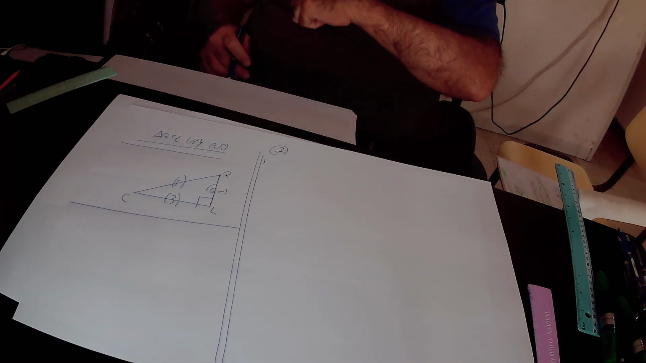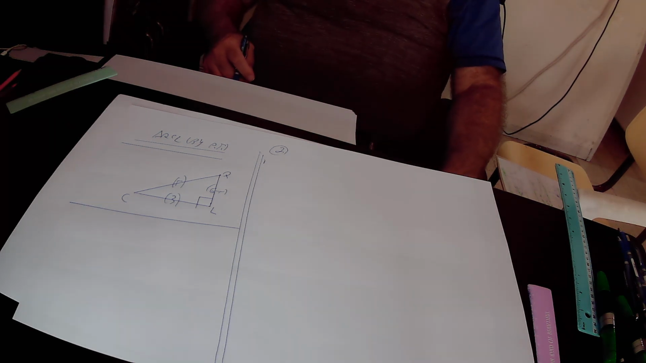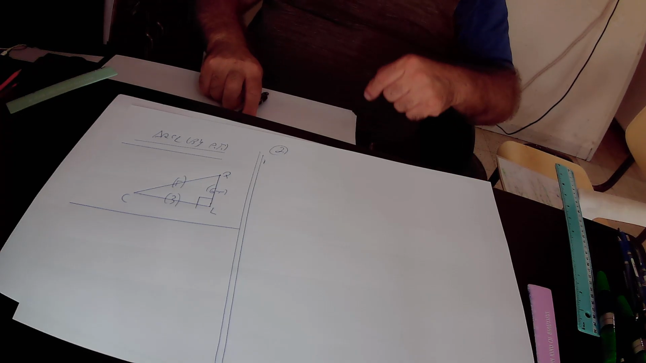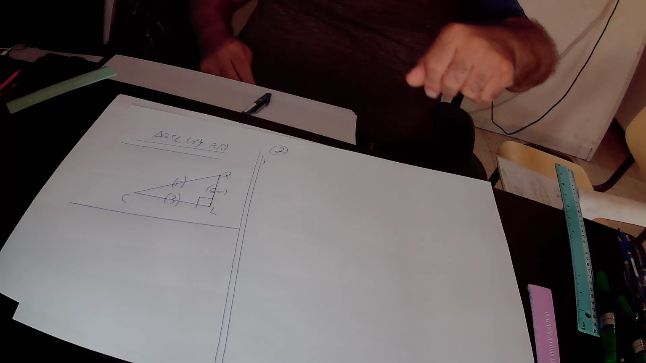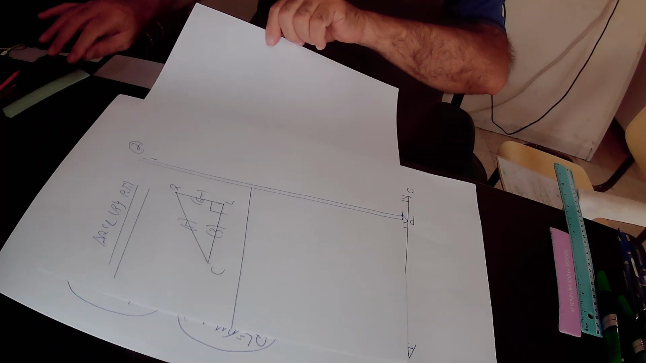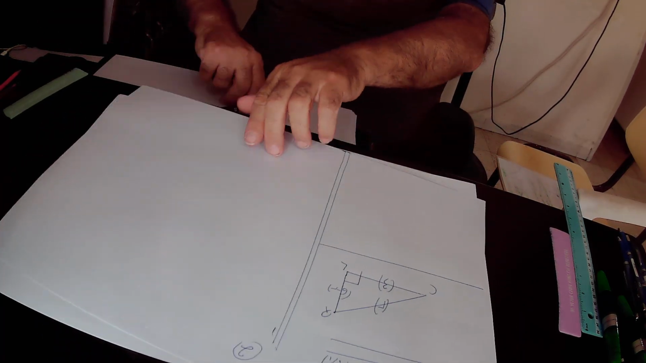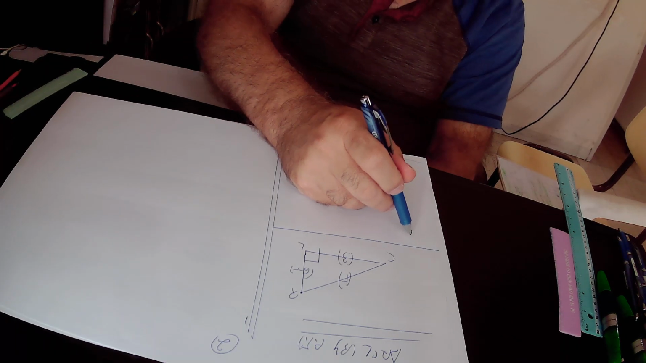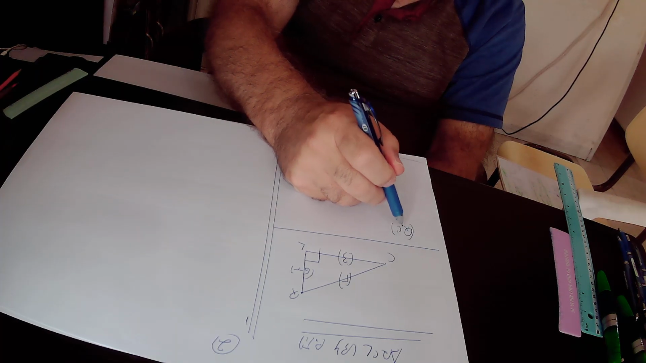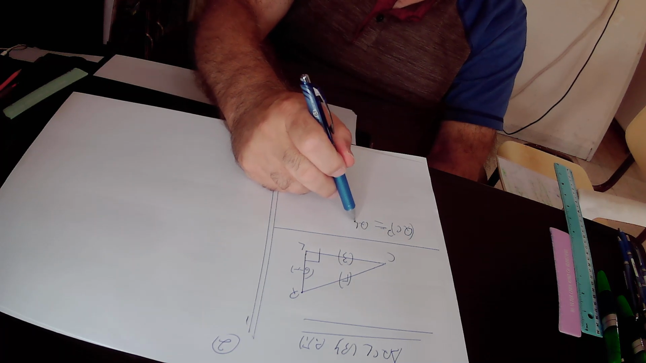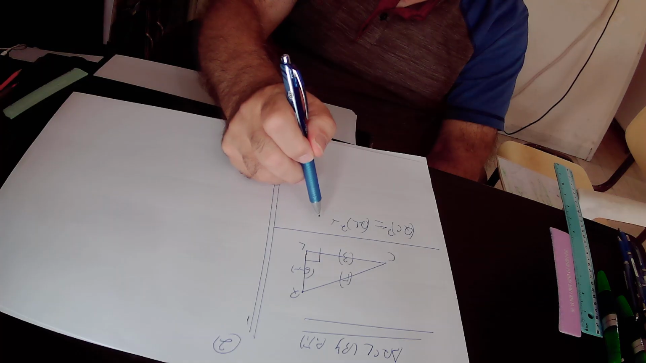So actually this is the right triangle QCL, according to the original drawing. In this right triangle QCL, according to the Pythagoras theorem, QC squared, that is the square of the hypotenuse, equals QL squared plus CL squared. So I write it down: QC squared equals QL squared plus CL squared.